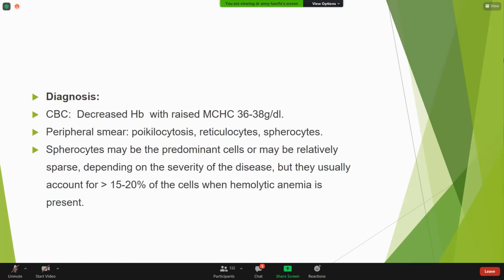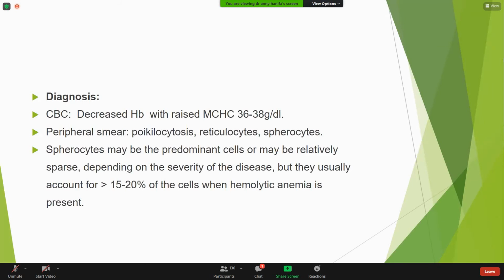Now, how are you going to diagnose? In the CBC, we get decreased hemoglobin with raised MCHC of 36 to 38 gram per deciliter because the red cells are now spherocytic and their biconcavity is lost, so the mean corpuscular hemoglobin concentration is increased.